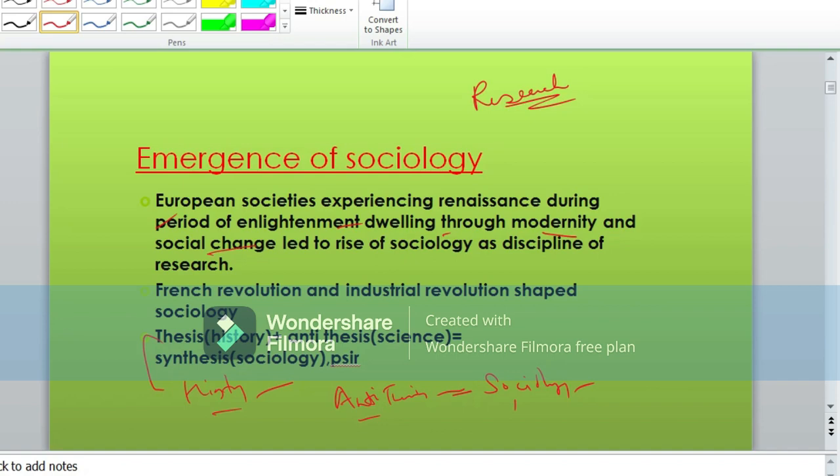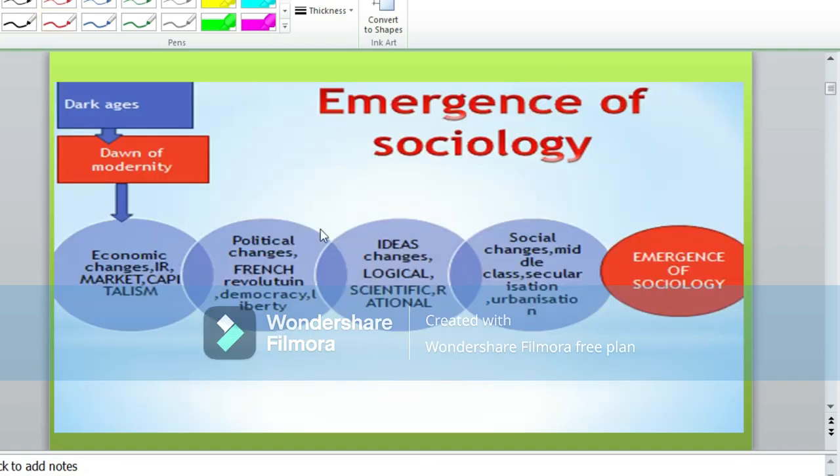Hegel says that a new stream of research is born out of thesis, antithesis, and synthesis. So how does the phenomenon emerge? Through the dark ages there was the Renaissance, and enlightenment led to the rise of modernity, laws through constitutional books, and democracy as a political institution.